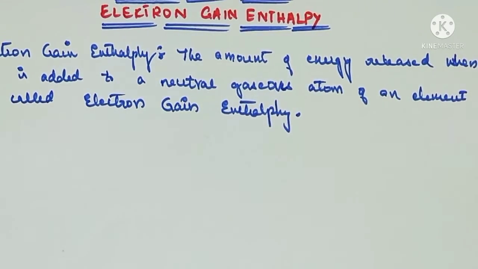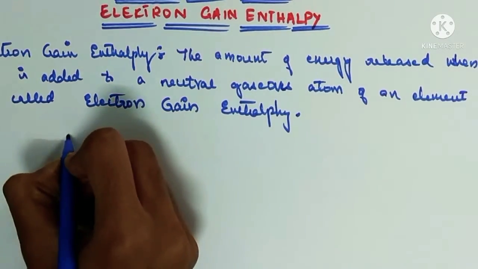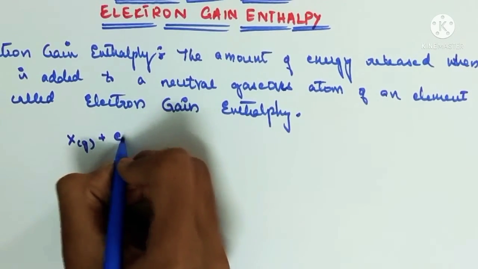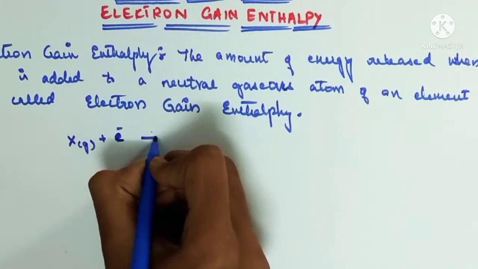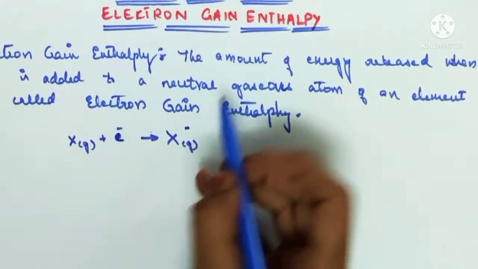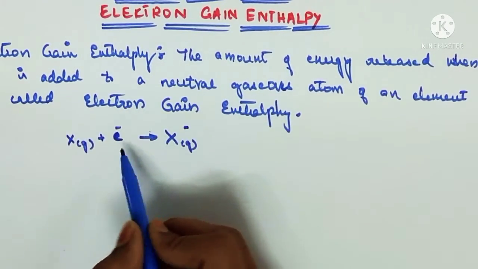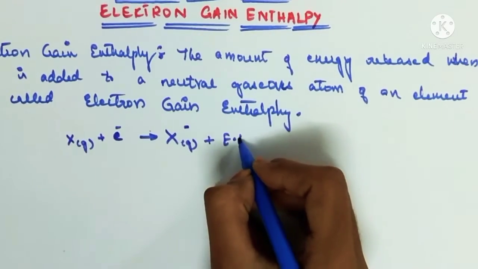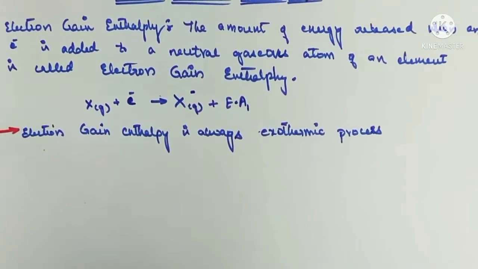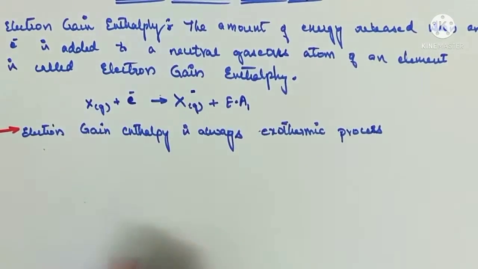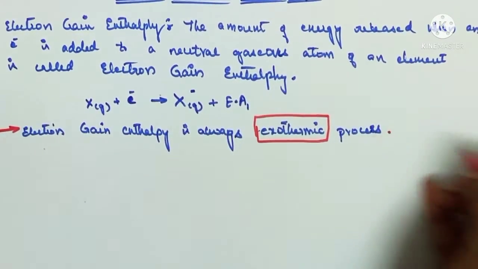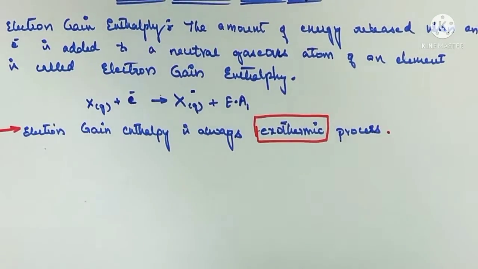And we can write the expression for electronic affinity as: X is the gaseous isolated atom for which an electron is added, and it forms an anion because the electron is added. And another important point to note is electron gain enthalpy is always an exothermic process because it always releases energy when an electron is added.